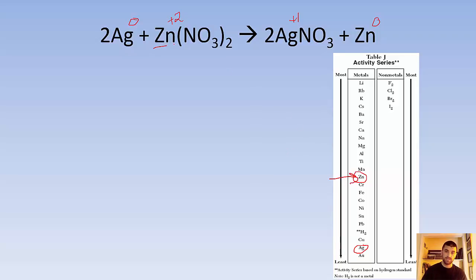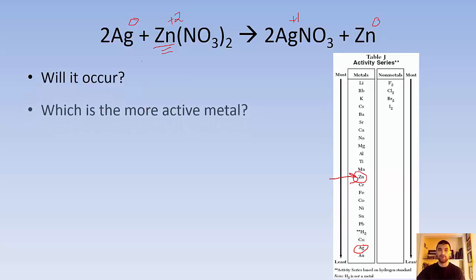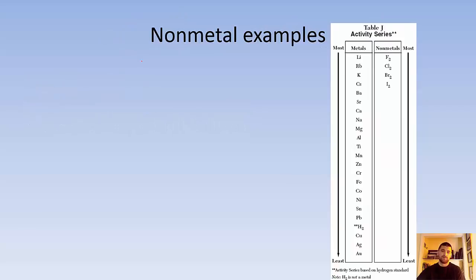Well, if we take a look, Zn is already oxidized. So it's going to be like, yo, Ag, I'm going to be oxidized. And Ag is going to be like, you are oxidized. Oh, okay then. That's good. We don't got to react to anything then. All right, so will it occur? No. Which is more active? The zinc. It's already oxidized, so it's not going to do anything.